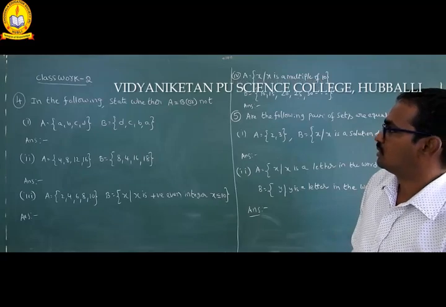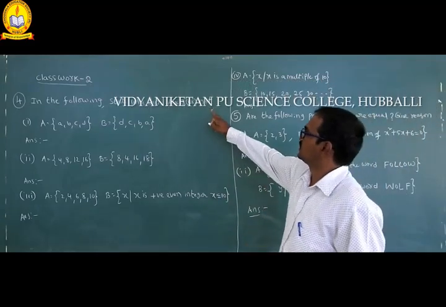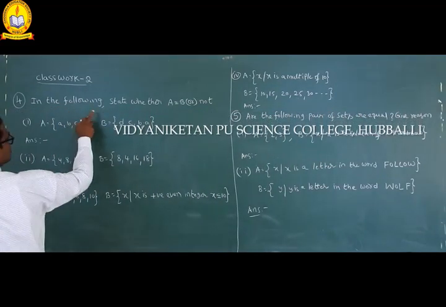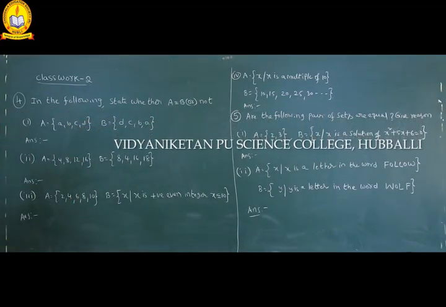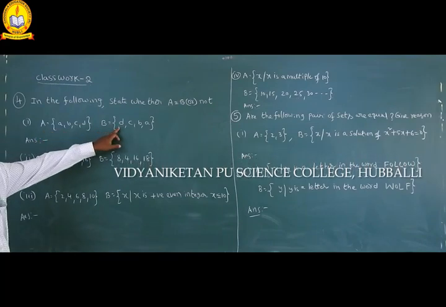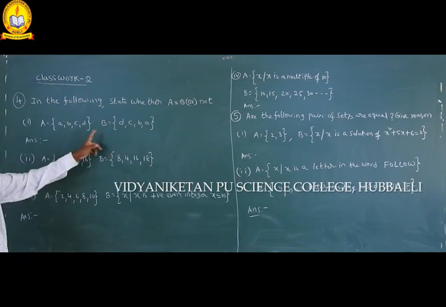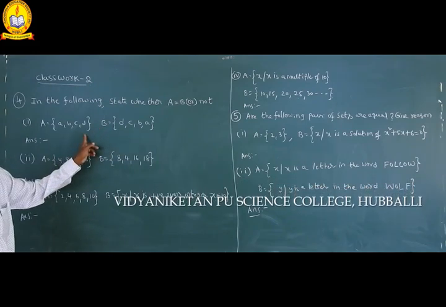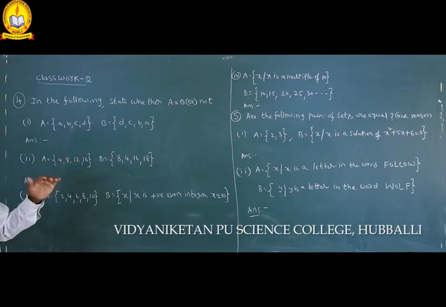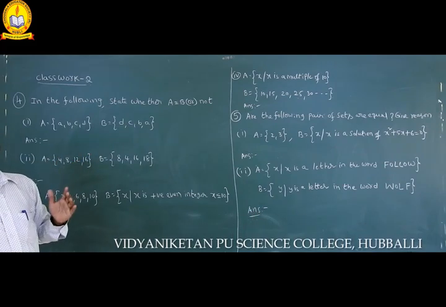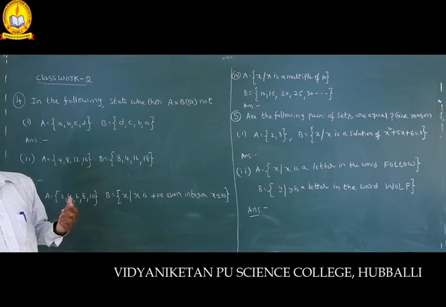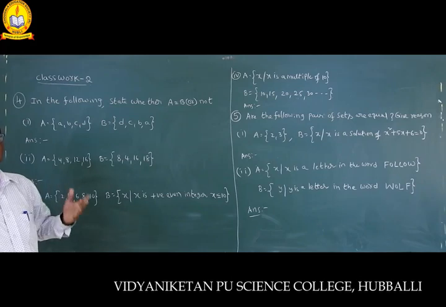See, in the 4th main, in the following, state whether A is equal to B or not. Set A is equal to {A, B, C, D}, set B is equal to {D, C, B, A}. Are these two sets equal or not equal? You already know the definition of equal sets. Two sets are said to be equal if they have an equal number of elements and the same elements.